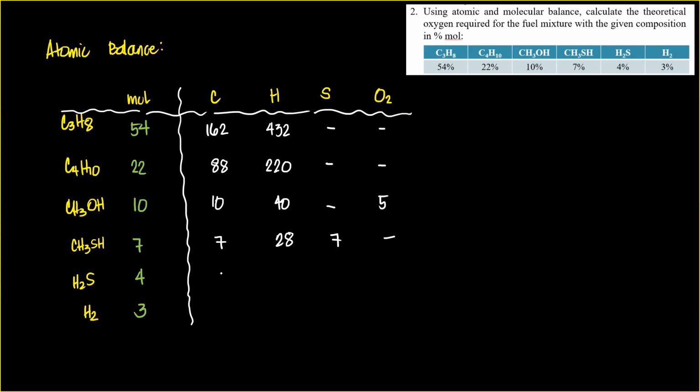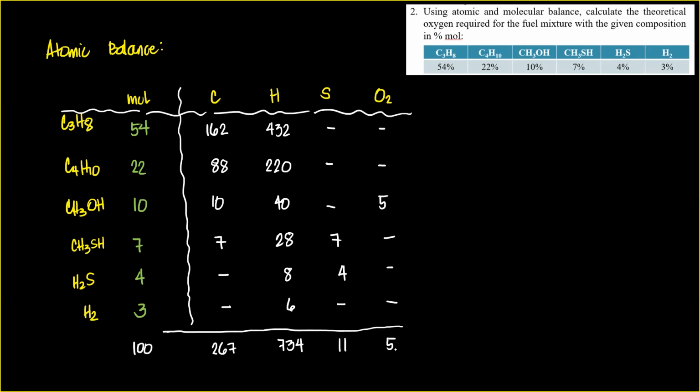H2S, walang carbon. Ang hydrogen niya 2 times 4 is 8. Ang sulfur niya is 1 times 4. Wala siyang oxygen. Lastly, ang H2, wala nito. H2 eh H lang to. So this is 6. Wala. Wala. So let's get the total of each. Guys, can you please tally this for me? 162 plus 88 plus 10 plus 7. 267. Next, please. 734. Next, please. 11, no?